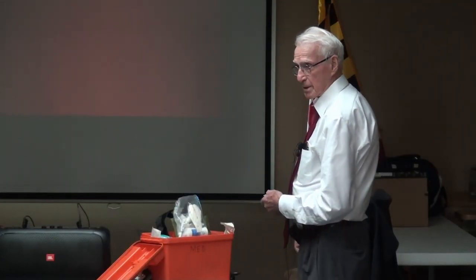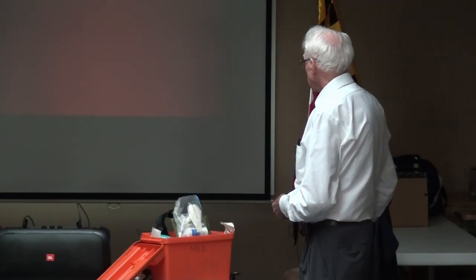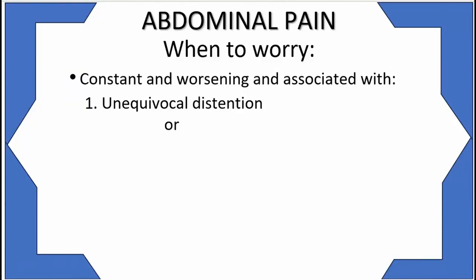When to worry about stomach pain? If it's worsening and associated with distension, then you've got a bowel obstruction, and you have to call for rescue for that. And that has to be unequivocal distension. The person can't just say, oh, I feel like my belly's big. They may have a sense of fullness, but when you look at it, they look the same as they did yesterday. It has to be distension that the other person notices.